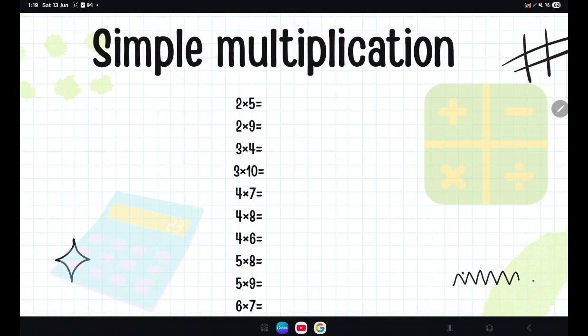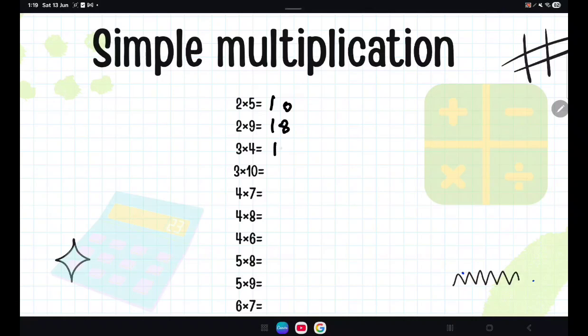Now, before we even try to go for really big multiplication questions, how about let's try some simple ones? Pause the video and try these by yourself on a little piece of paper. I hope that you all have done that, so let's go through the answers. 2 times by 5 would be 10. 2 times by 9 would be 18.